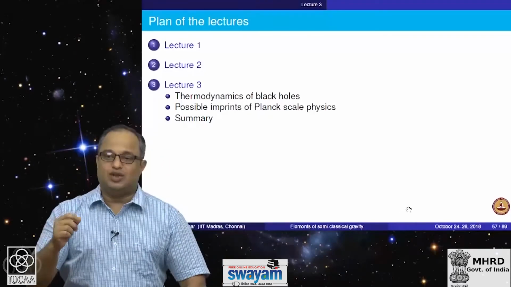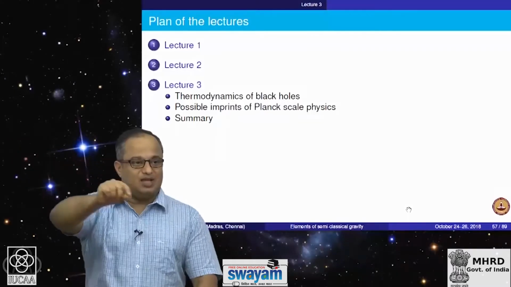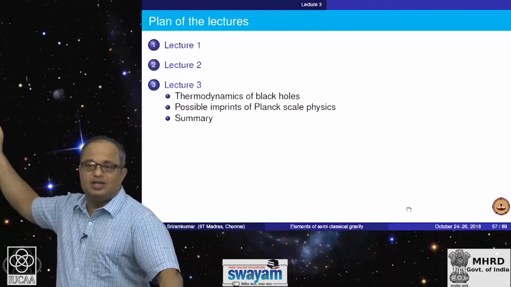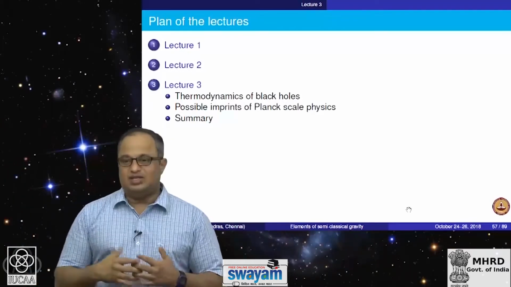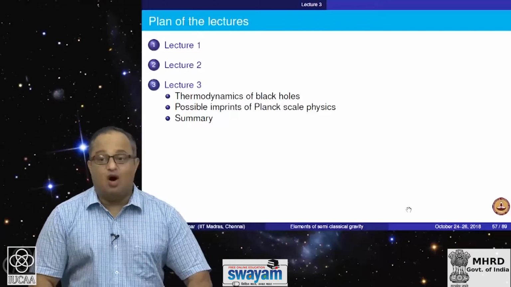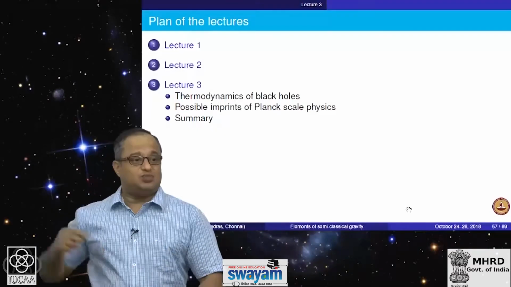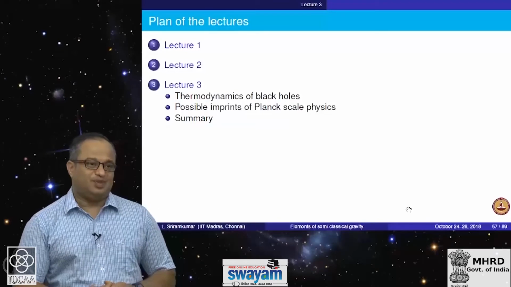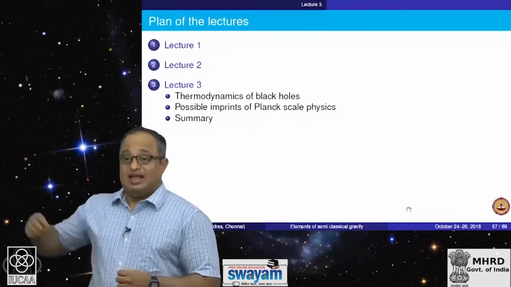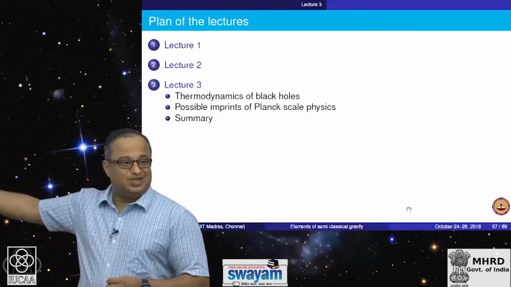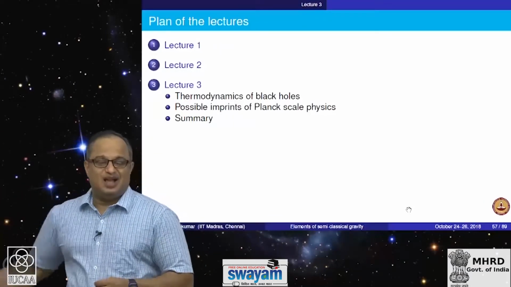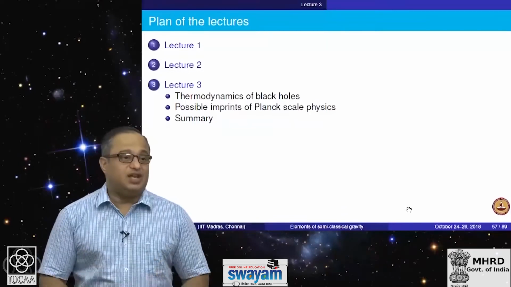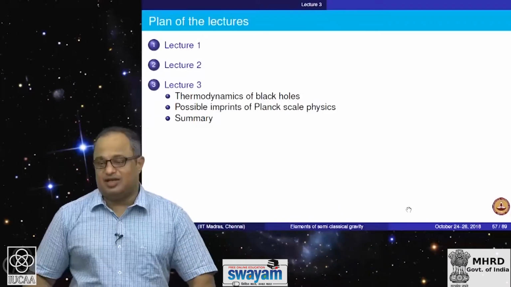wavelength associated with these modes, and you track back the mode and ask what is the frequency of the modes at very early times. You will find that the frequencies are very large. Or equivalently, if you ask what is the corresponding wavelength, it is smaller than the Planck length. And that is when you impose the initial conditions on the mode at very early times. And then you are left wondering whether quantum gravitational effects will modify Hawking radiation.